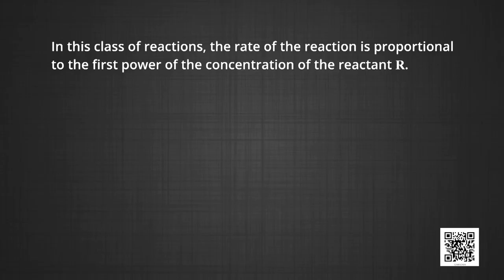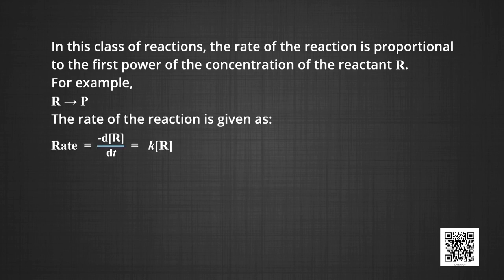The first order reactions. Now, in this class of reactions, the rate of the reaction is proportional to the first power of the concentration of the reactant R. For example, the reaction is R gives P, where R is the reactant and P is the product. Now, the rate of the reaction is given as rate equals minus d[R]/dt equals k[R] raised to power 1. Therefore, minus d[R]/[R] equals k dt.